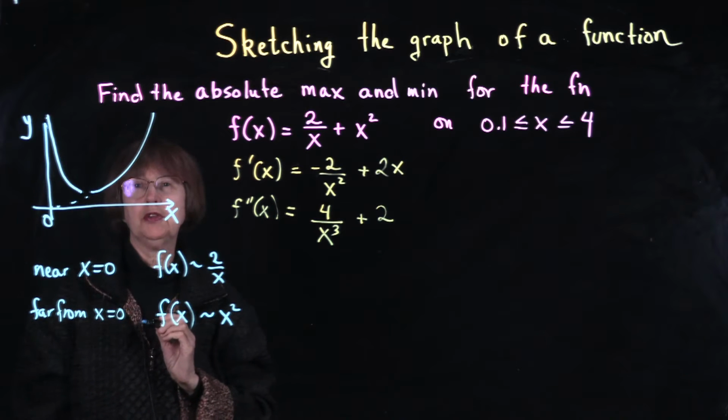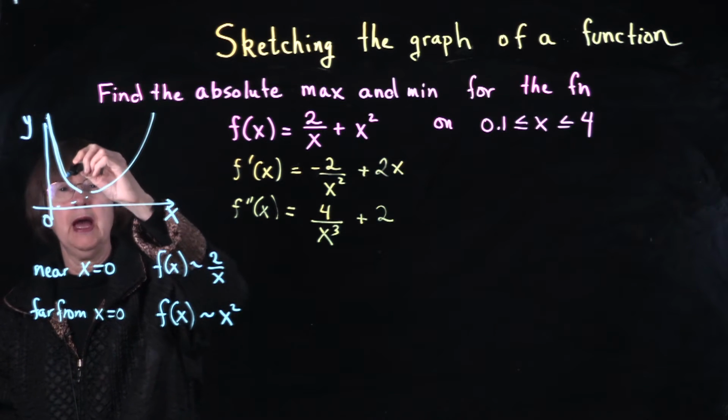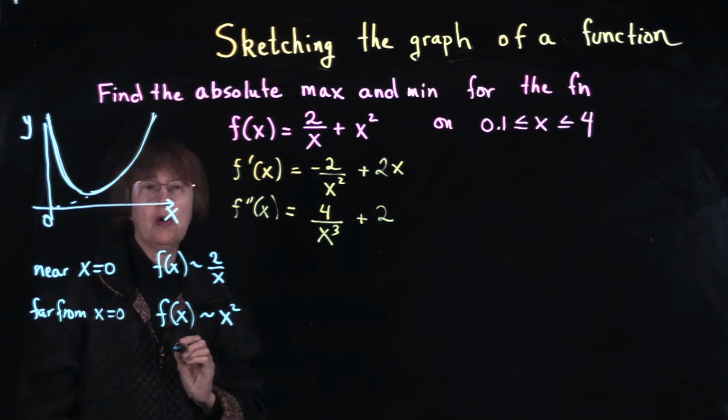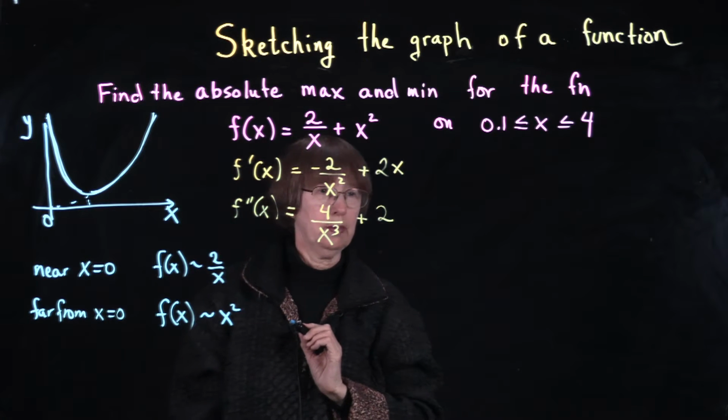Now, it's not too hard to imagine then what this function will look like. It'll basically come down to some local minimum and go back up again. So already we see from our sketch that we're going to expect to get a local minimum.